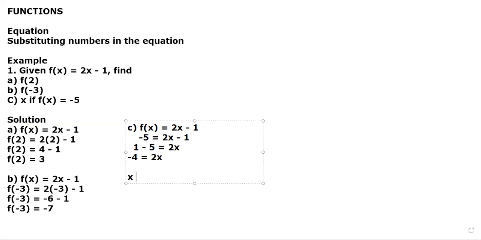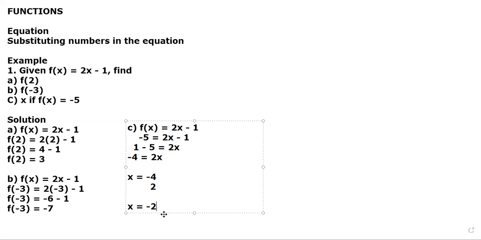That means x is equal to negative 4 divided by 2. That means x is equal to -2. That's the answer for this guy. X is equal to -2. That's the answer for number 1.